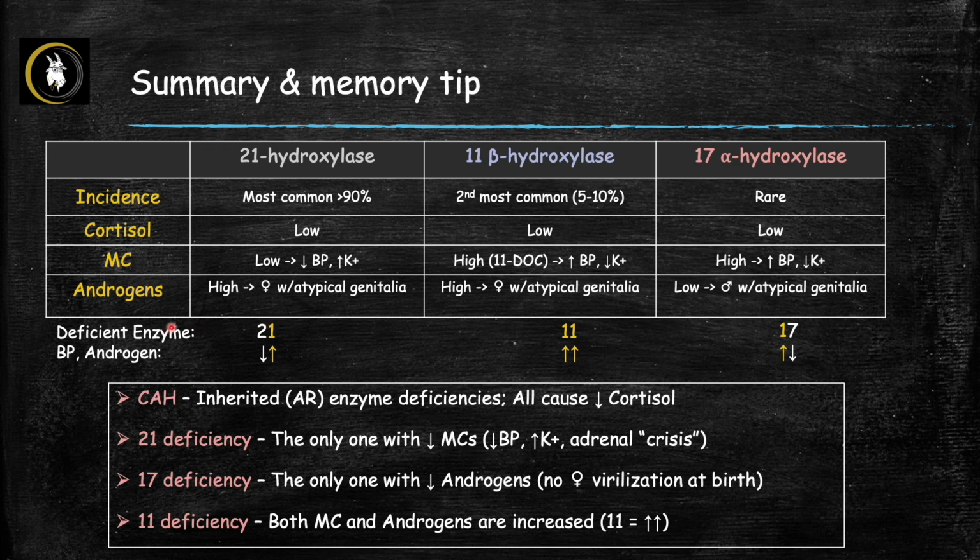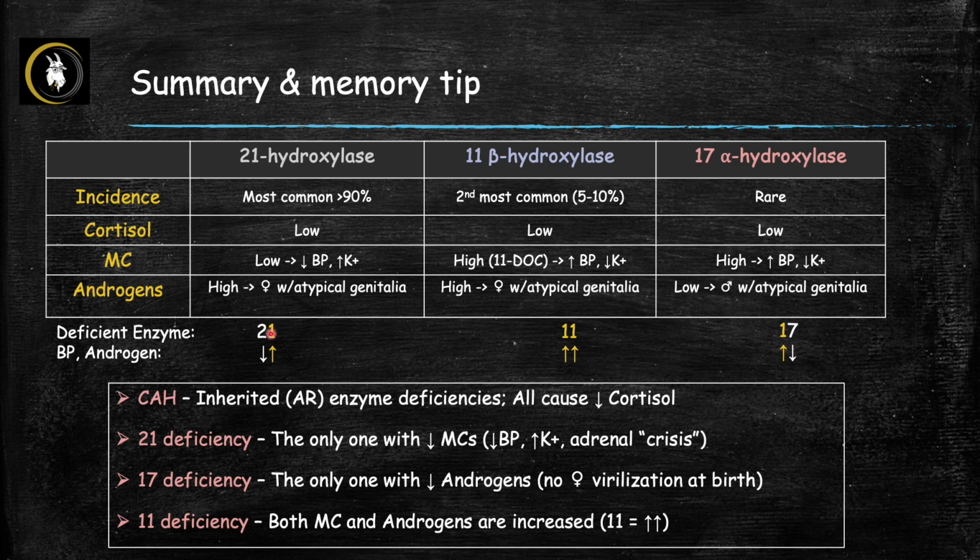So the way I would write this is write each of the enzymes like this, and then underneath it write blood pressure and the androgens. So what's happening to the blood pressure, aka mineralocorticoid activity, and what's happening to the androgens. And if you write it in that order, you'll notice that wherever the number 1 lands in the enzyme deficiency, those levels are going up and the other one is going down.